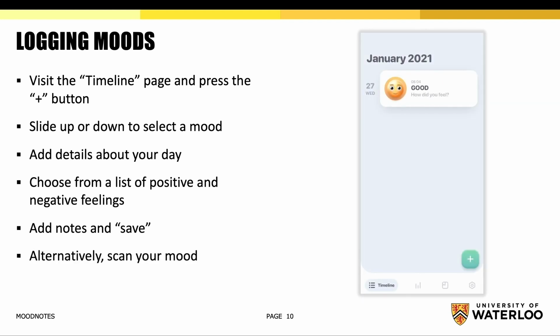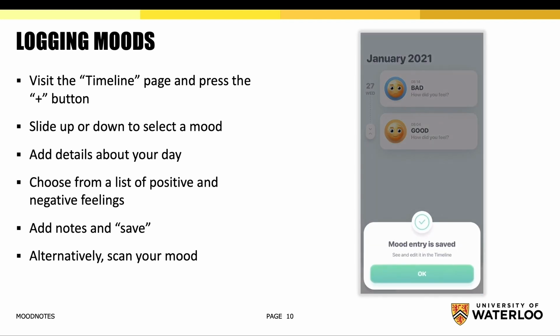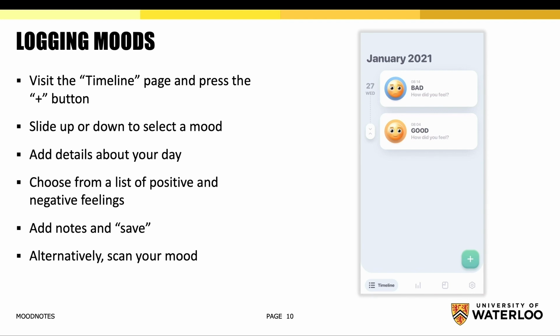Alternatively, you can scan your mood using the camera on your device. This provides a quick and easy option to keep track of your moods. Once you have completed your entry, hit Save. Please note that all entries can be improved or adjusted at a later time.